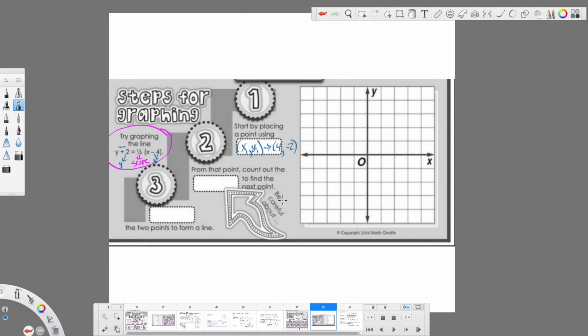Okay, so let's go ahead and place this point. I'm going to go over to 4: 1, 2, 3, 4. And I'm going to go down to 2: 1, 2. There we go.